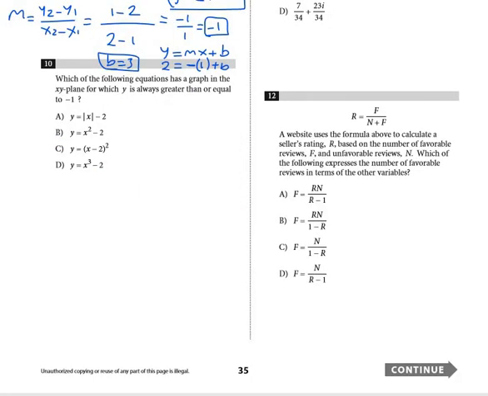Question number 10. Which of the following equations has a graph in the xy plane for which y is always greater than or equal to negative 1? Let's try to sketch them roughly. So you need to know the parent functions here, or you need to know vertical and horizontal shift. For option A, we have an absolute value, and normally absolute value is at the origin like this. This is the absolute value of x as our parent function. However, this is 2 units shifted down.